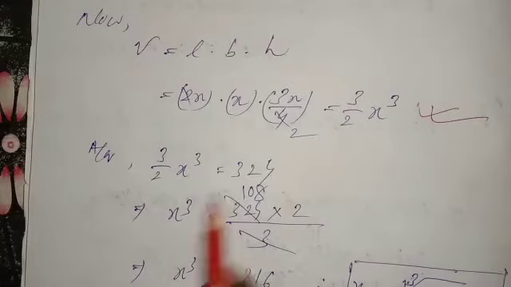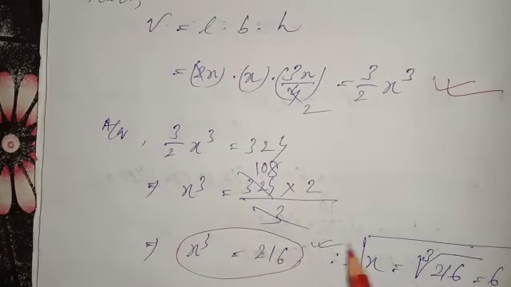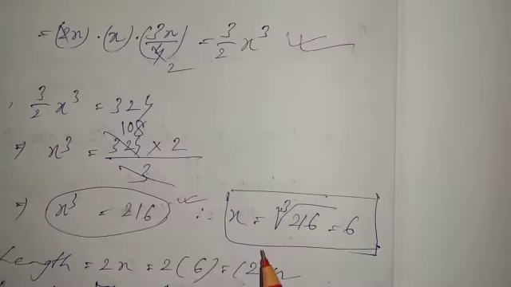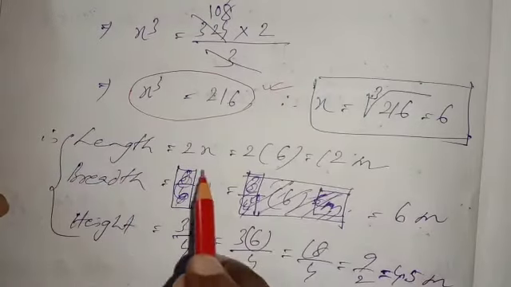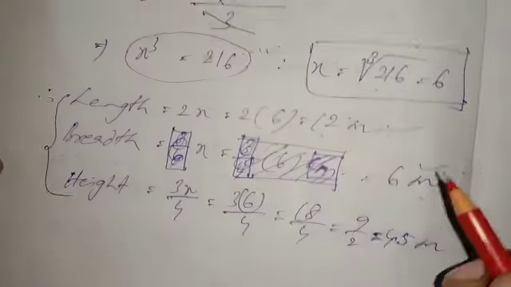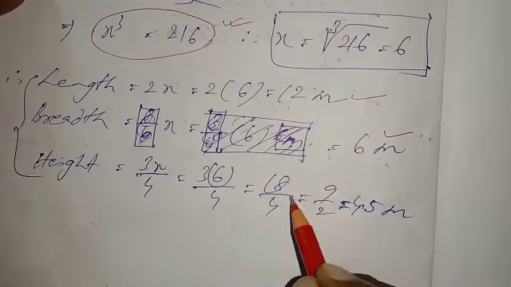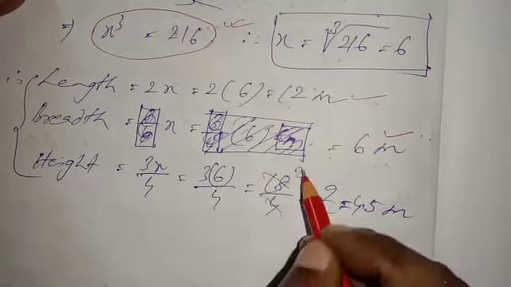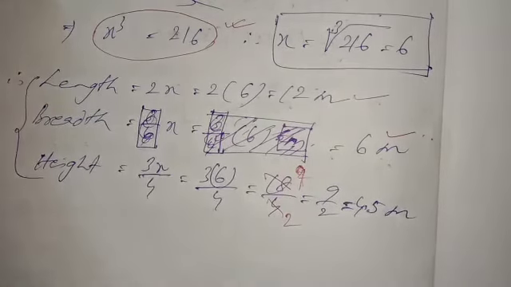So according to question, 3 by 2 x cube equals 324. x cube will be, just multiplying by 2 and dividing by 3, 108 into 2, 216. x cube is equal to 216. Therefore, x will be cube root of 216. It will be how much? 6, no doubt. The length will be 2x, 2 into 6, 12 meter. Breadth is equal to x, that is 6 meter. And height is equal to 3x by 4, that is 3 into 6 by 4, 18 by 4, means divided by 2, 9 by 2, that is 4.5 meter. In this way, question number 5 complete.